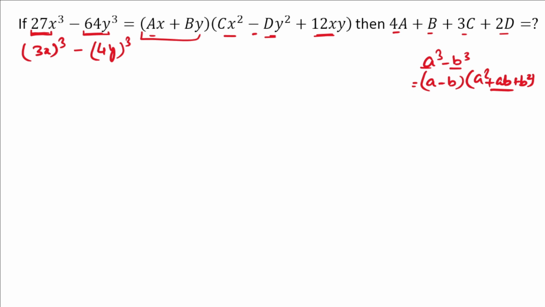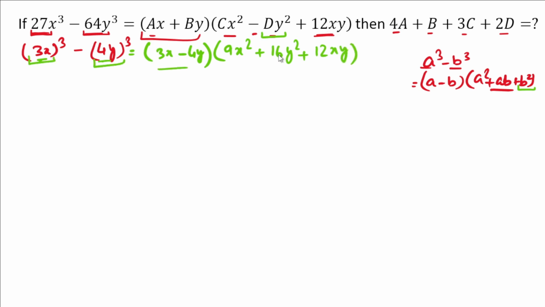So similarly, a is here 3x and b is 4y. So we can write this as a minus b, meaning 3x minus 4y, multiplied by a square, meaning (3x) square, 3 3s are 9, so 9x square. Now after that we'll write the b square value, meaning (4y) square, 4 square is 16, so 16y square, and after that plus ab, meaning 3 multiplied by 4 is 12, so 12xy.